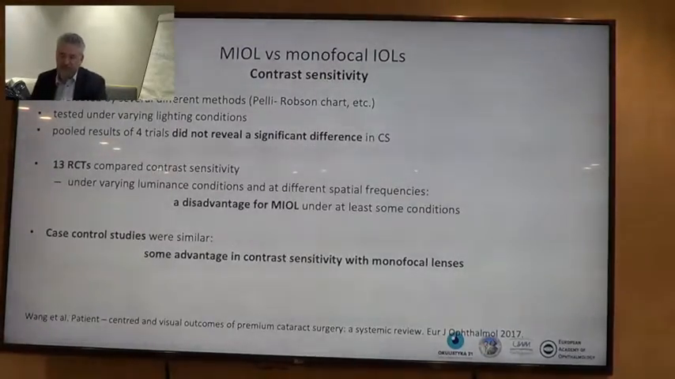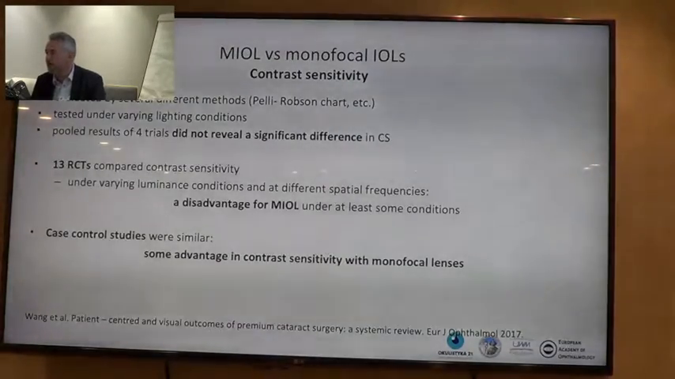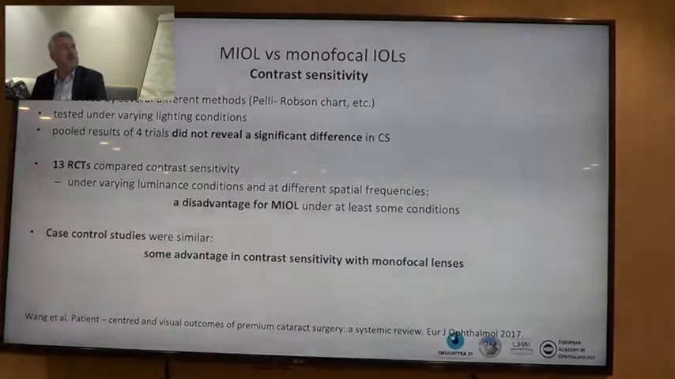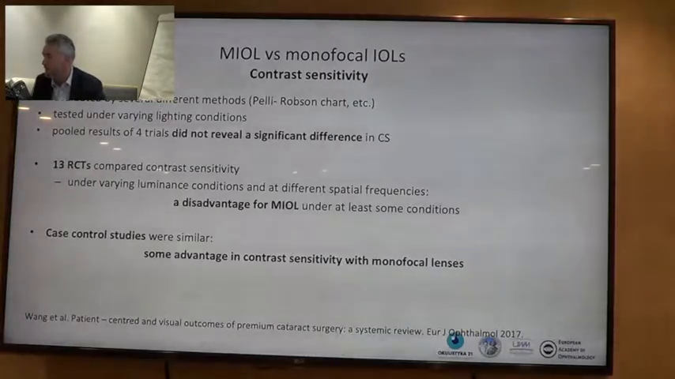What about contrast sensitivity? It's not as clear. We usually believe that multifocal IOLs are related with worse contrast sensitivity than monofocal IOLs. However, as we see in the data, it's not as clear. At first, studies were based on different methods, so it is very difficult to compare all of these studies. Then they were tested under varying lighting conditions. So pooled results of 4 trials did not reveal a significant difference in contrast sensitivity.